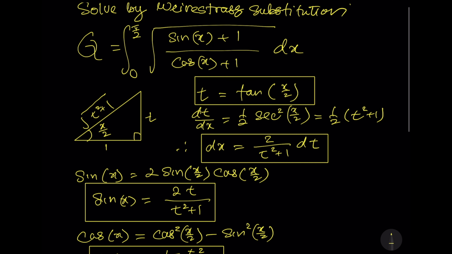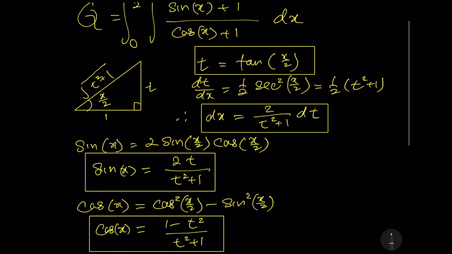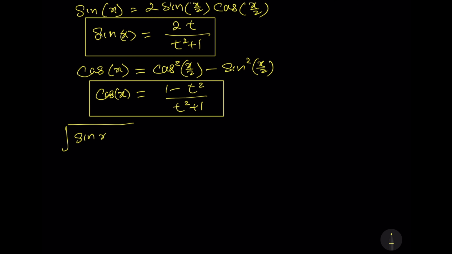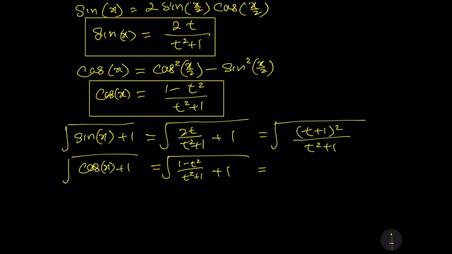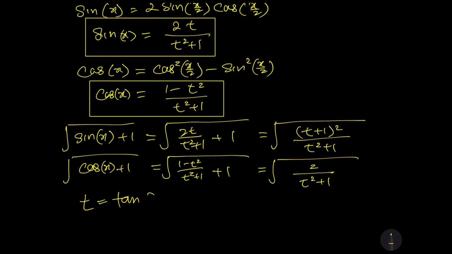We actually need the square root of sine x plus 1 and the square root of cosine x plus 1. Not difficult to find them since we already know what sine x and cosine x are. The square root of sine x plus 1 equals the square root of t squared plus 2t plus 1 divided by t squared plus 1. The numerator can be simplified to t plus 1 to the power of 2. Meanwhile, the square root of cosine x plus 1 equals the square root of 2 divided by t squared plus 1.